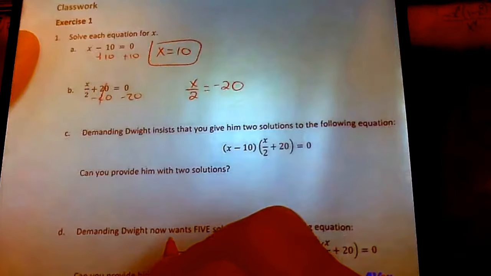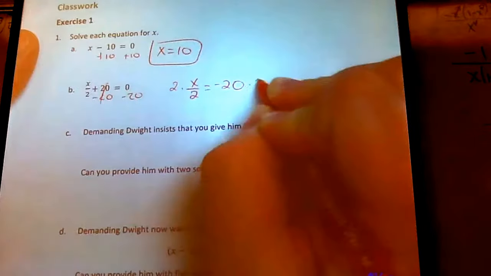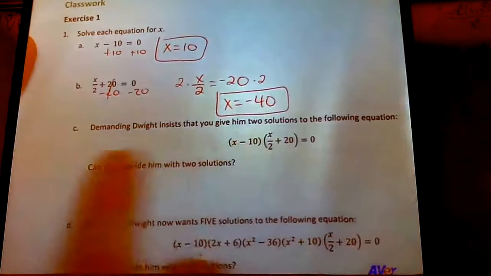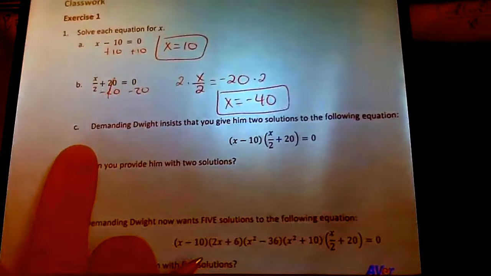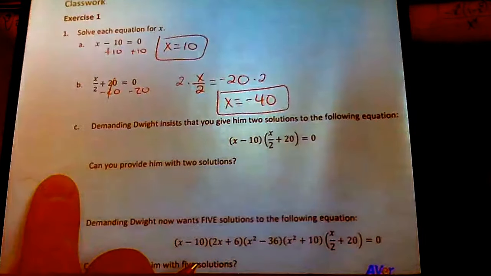Wait, is that it? No. You times it by 2. Yeah, that's divides. You multiply by 2. So x equals -40, right? Yep. Okay. Now we're on C. We're on page 92. You said -40, but that's what it is, isn't it?